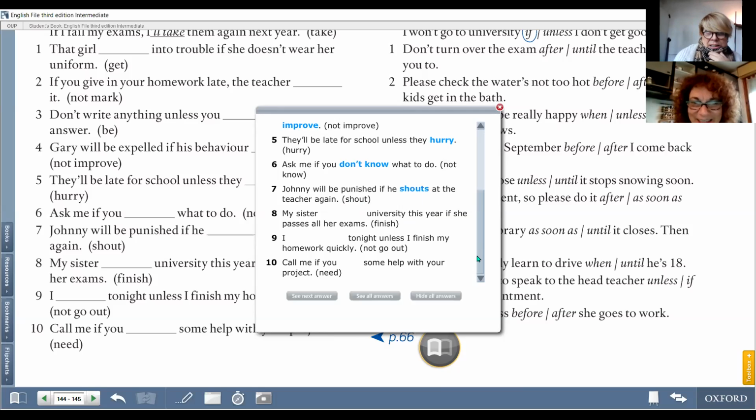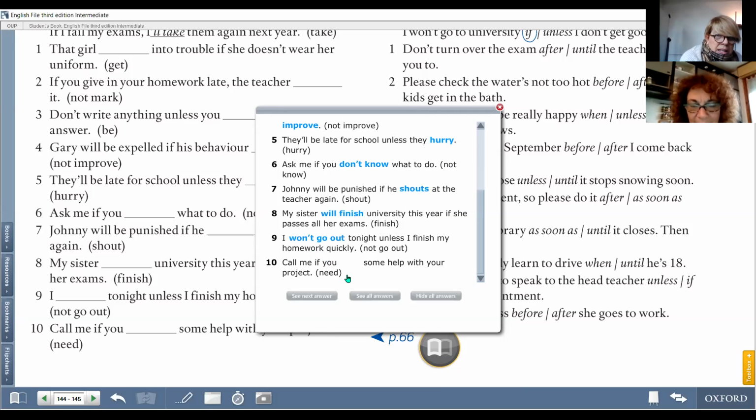My sister will finish university this year if she passes all her exams. I won't go out tonight unless I finish my homework. I will not go out unless I finish my homework quickly.